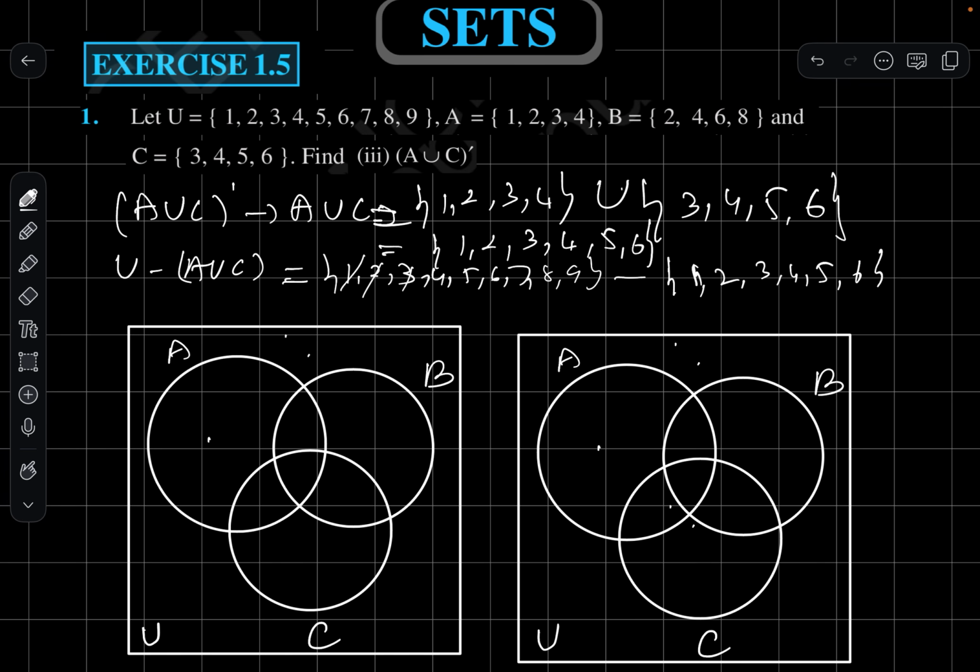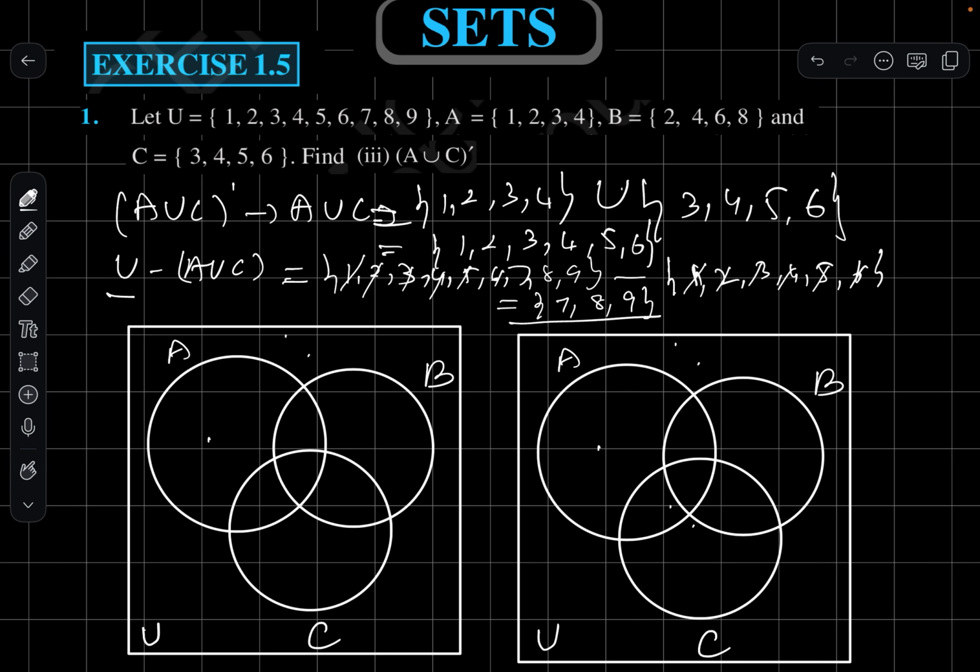So I will cancel out the common elements in both. Then what do I write as the answer? The remaining in the first set. What is the remaining in the first set? 5 6 gets cancelled, so you will get 7 8 and 9. This is going to be your answer, (A union C) the whole dash.